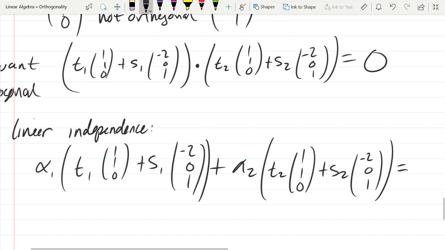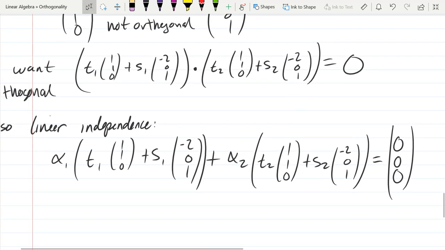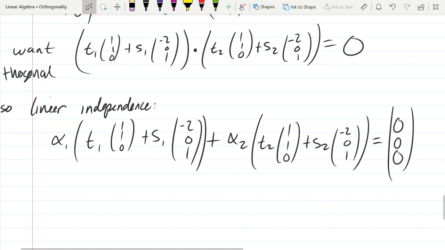And what should this add up to be if we're looking for independence? Zero. And what zero do we mean? The vector zero. So the previous one was the number zero. This one is the vector zero, which we know it's in three dimensions, so I'll just write out zero, zero, zero for our three-dimensional zero vector. All right, so we're trying to pick an S1, T1, S2, T2, such that the first property is true, and the second property is only true when both of the alphas are zero.